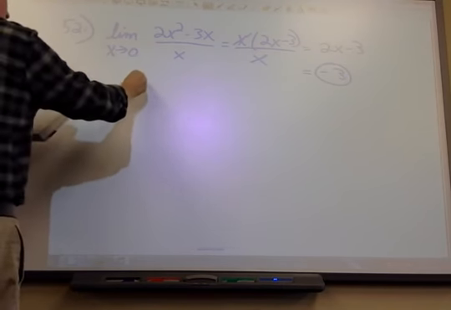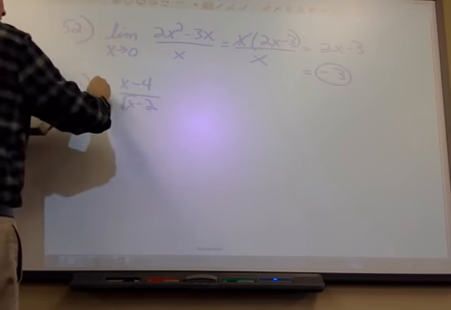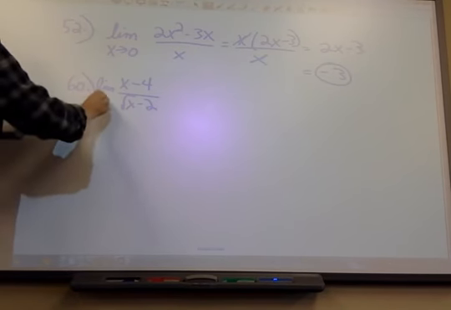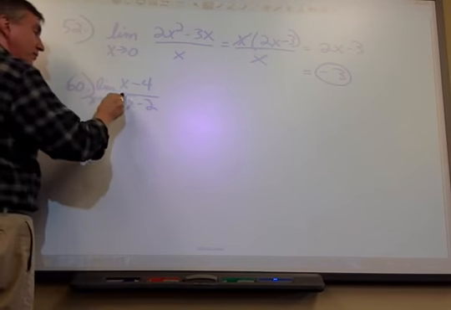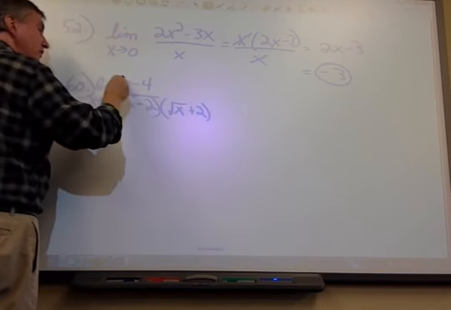x minus 4 over square root of x minus 2, and they want to find the limit as x approaches 4. Well, you know if I plug 4 in, I've got an indeterminate form. But what the hint in number 60 says is try to multiply by the conjugate of that radical expression. So what if I multiply by square root of x plus 2, top and bottom?